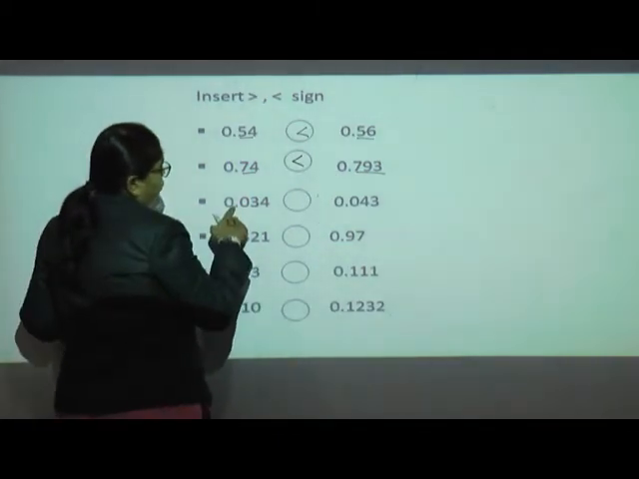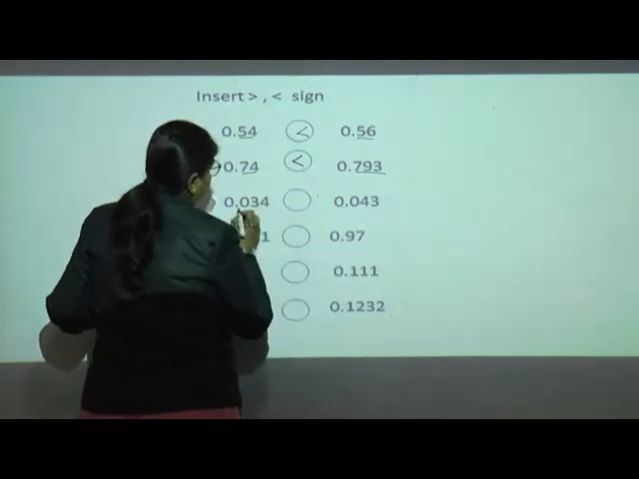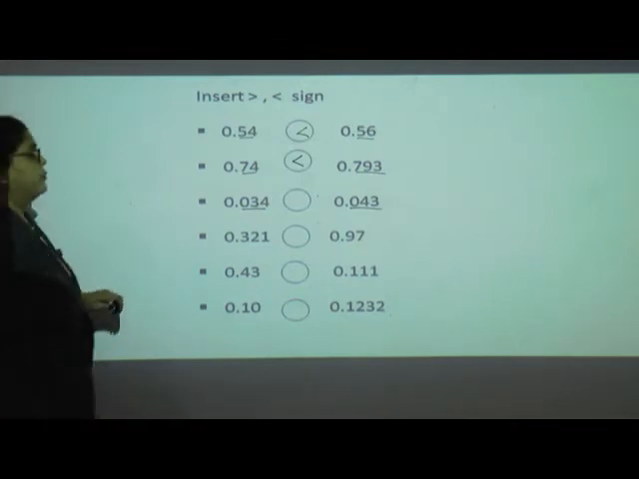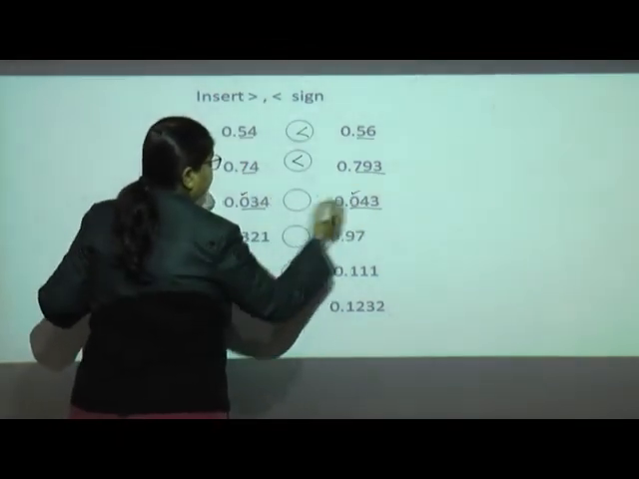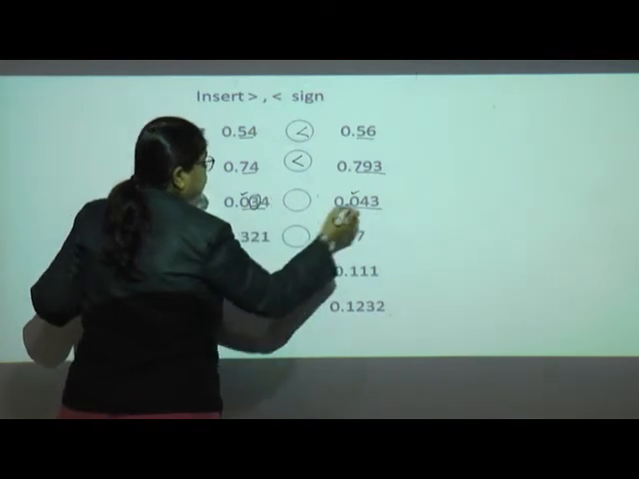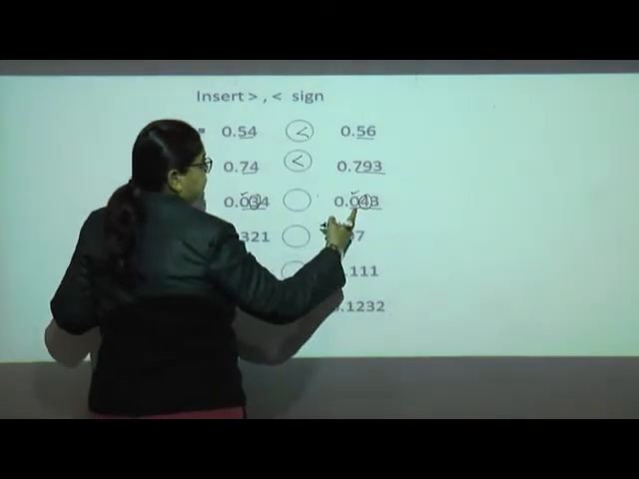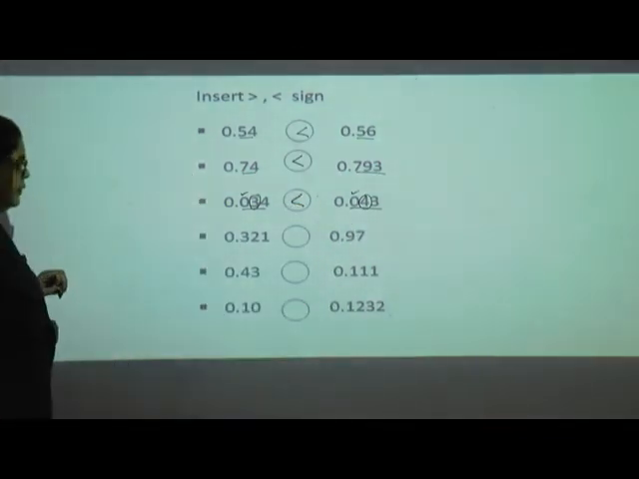Here, 0.034 and 0.043. Here we have the same number of digits after the decimal. Now we have to compare. We have a 0 here also, 0 here. Then we have to go to the next digit and see which is greater. Is 4 greater or is 3 greater? Obviously 4 is greater, so it is the greater sign here.